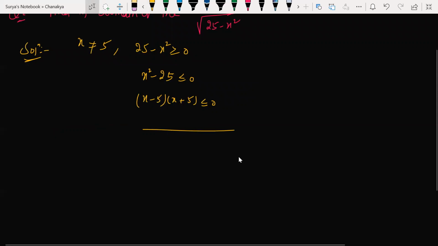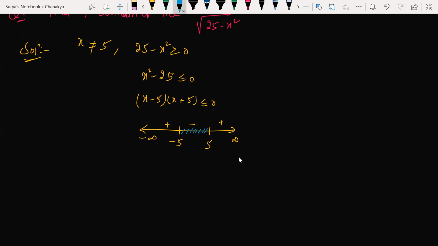So now the Vedic method: minus infinity to plus infinity. Here minus 5, plus 5. So plus, minus, plus. I need less than 0, so I need this region. So x belongs to minus 5 to plus 5. So should I include minus 5 and plus 5? Tell me guys. x cannot be equal to plus or minus 5. Understood my point? So now x belongs to minus 5 to 5 is the answer.